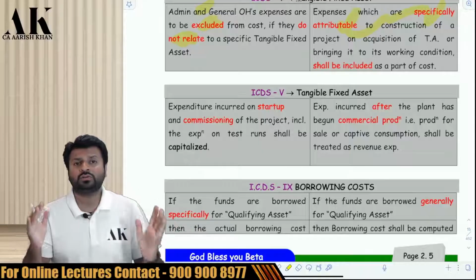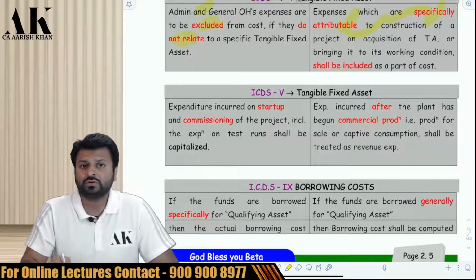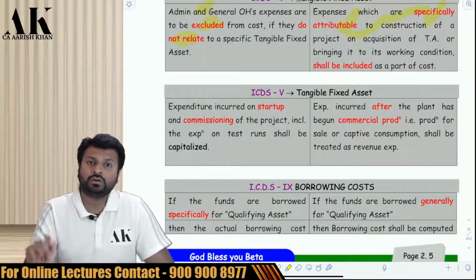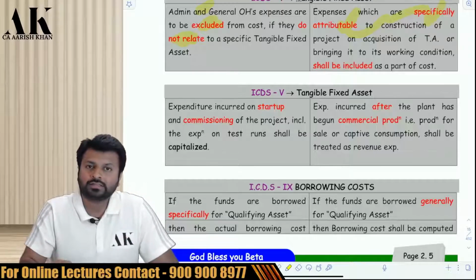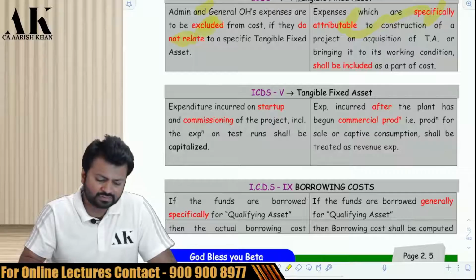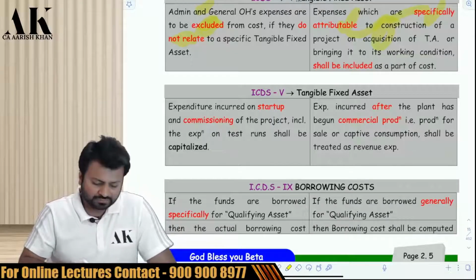What do you mean by the term actual cost? Actual cost means actual cost. The government could have defined actual cost as the price of the asset. No. The government has not used the word price. The government has used a wider term, which is known as cost. The government has said cost is a wider term as compared to the word price. Therefore, any expenditure which is not related to the asset, exclude. Which is related to the asset, include. That is what this ICDS has to say.